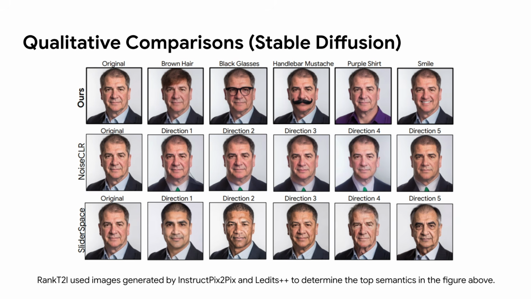We also compare RankT2I with existing diffusion-based semantic discovery methods like noise clear and slider space. In this example, in the face domain, RankT2I discovers edits such as hair color, shirt color, and mustache styles, while noise clear appears to include repetitive semantics such as adding a green tie, and slider space appears to change the person's identity. Overall, these results demonstrate that RankT2I can discover a wider range of disentangled semantics in diffusion-based text-to-image models.